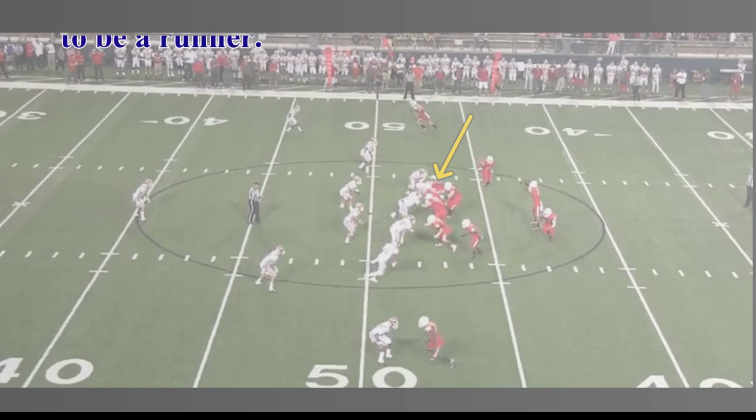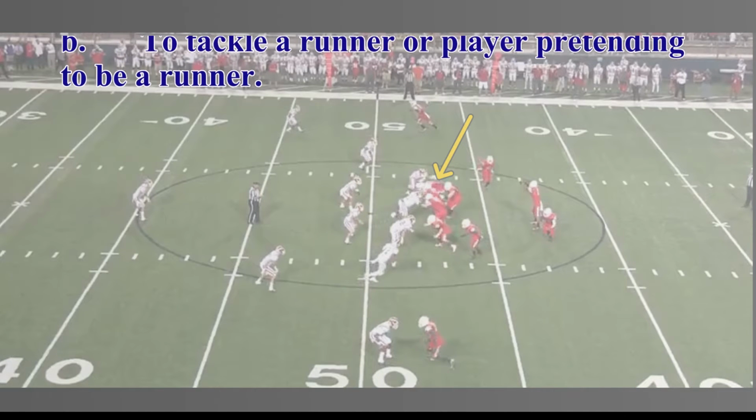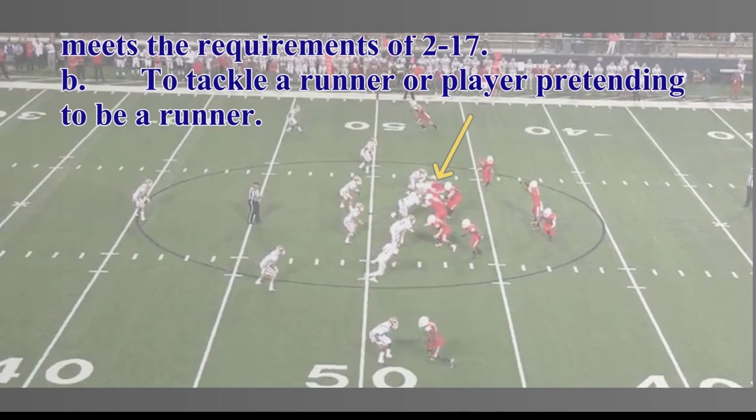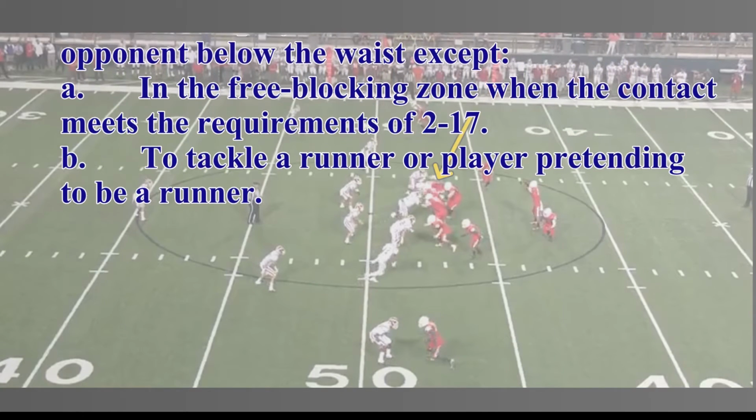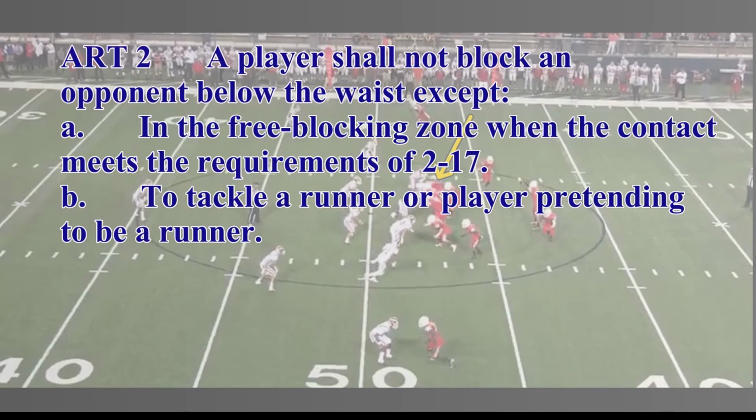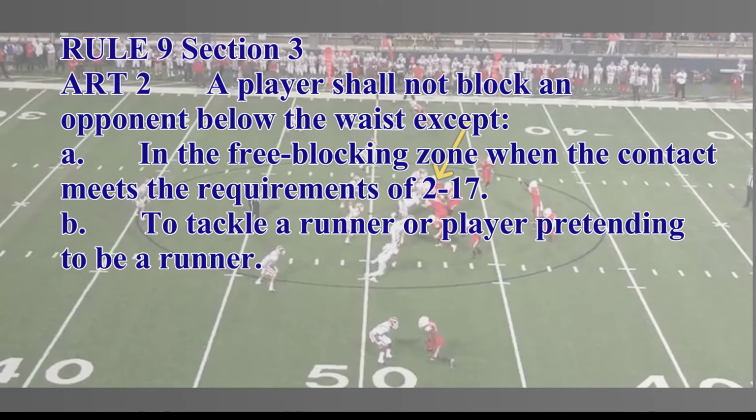Going further into the rule book, we'll see that blocking below the waist is also discussed in Rule 9, Section 3, Article 2. And it says, a player shall not block an opponent below the waist except in the free blocking zone when the contact meets the requirements of Rule 2-17, we'll discuss that in a minute, or when the purpose of the low block is to tackle a runner or player pretending to be a runner. Let's discuss Part B there just for a second.